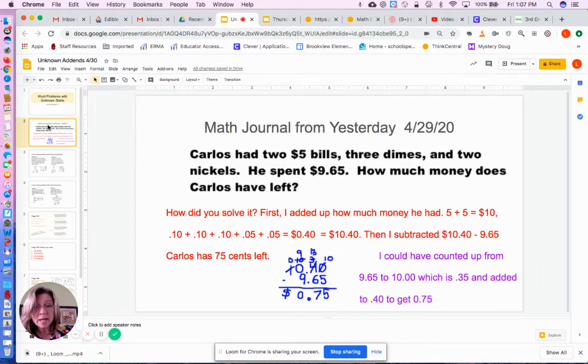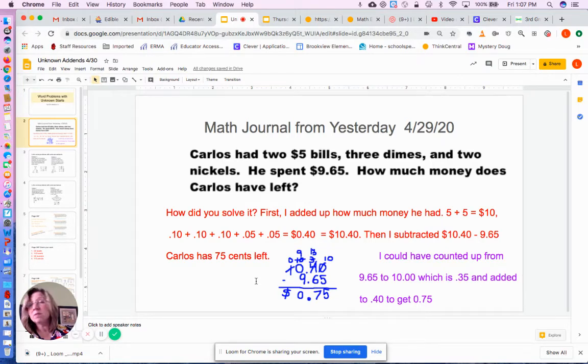And you can see my subtraction problem here, third graders, and how I did that. I didn't have enough ones, so I had to go into the tens. I didn't have enough hundreds, so I had to go into the thousands place. But you know, I really could have just counted up from 965.